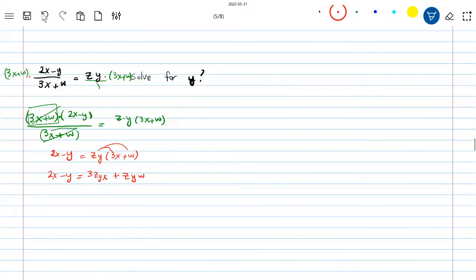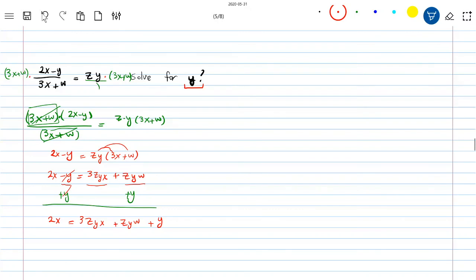Okay. Well, what are we trying to solve for? We're trying to solve for y. So I'm going to move every y to one side, every other term to the other side. Here, this term contains a y, this term contains a y, this term contains a y. I'm going to add a y to both sides, so I can move everything that has a y to one side, so plus y, plus y. What we have is 2x equals 3zy x plus zyw, plus these two cancelled out already. There's a y. We added a y to both.